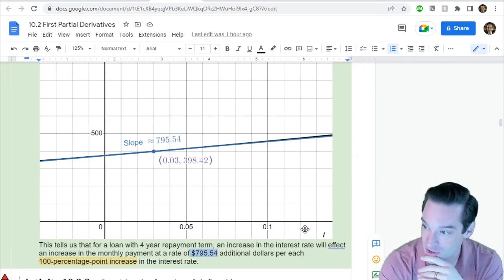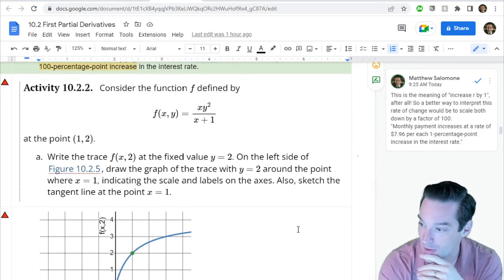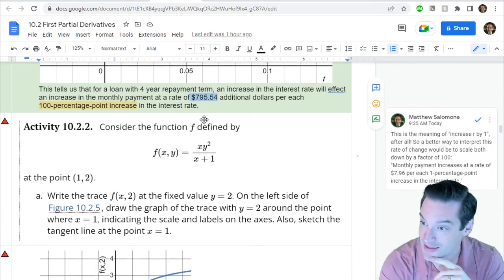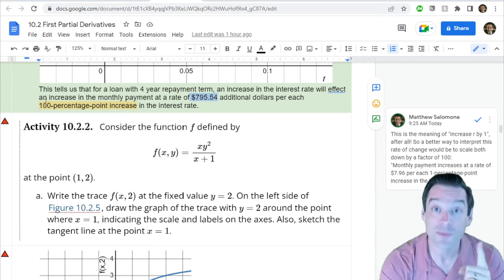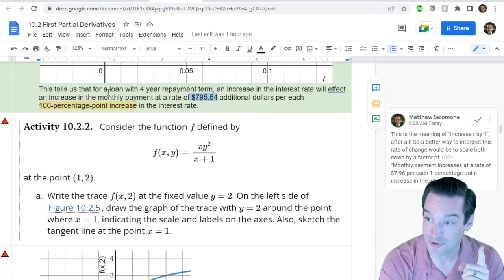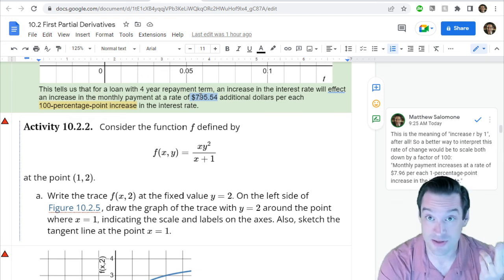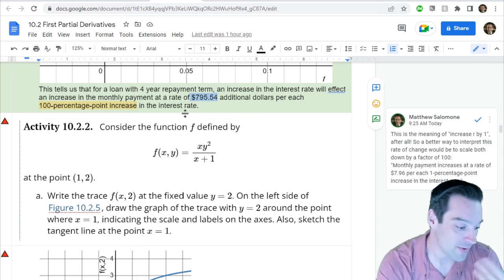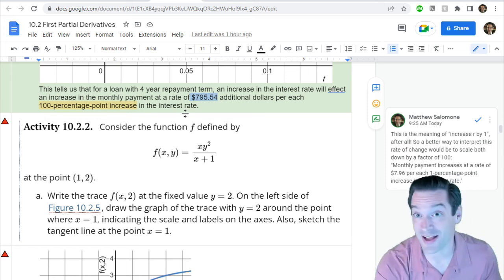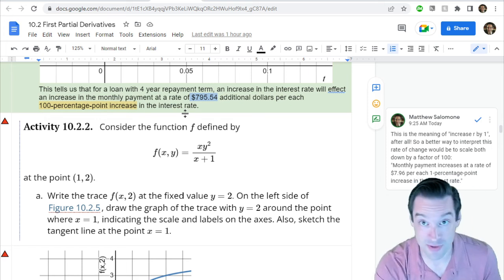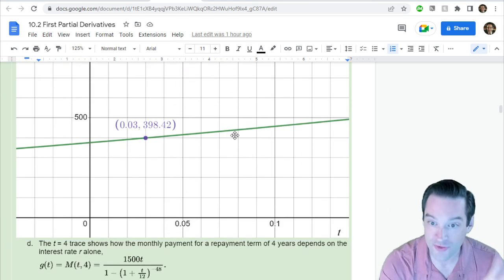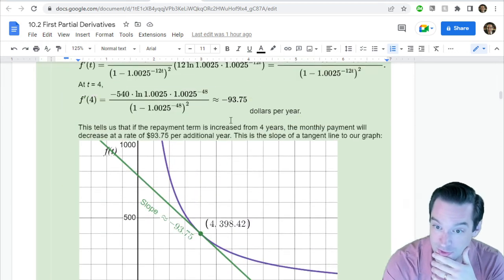And so, as I mentioned in a comment over here, probably the easier way to think about this is just to scale both of those numbers down by a factor of 100 and say really what we're meaning here is that every 1 percentage point increase in my interest rate will be associated with a $7.95 increase in the monthly payment. So just scale them both down by a factor of 100. That's probably the interpretation that you would want to tell a client of your bank or something like that as far as the meaning of this goes.